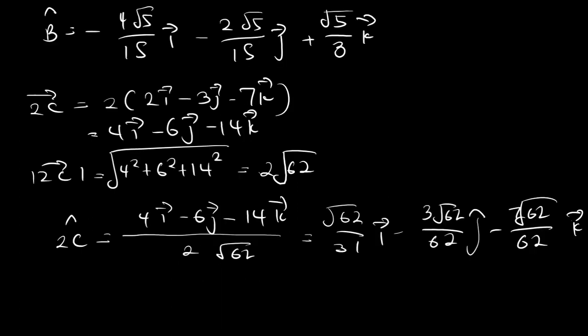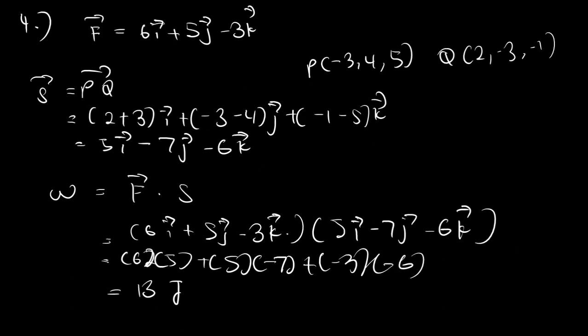And then for 2C, you just need to scalar multiply by 2, and you get 4i minus 6j minus 14k. And we need to find its magnitude. We get 2 root 62, and then find its unit vector. We'll get what has been shown here.